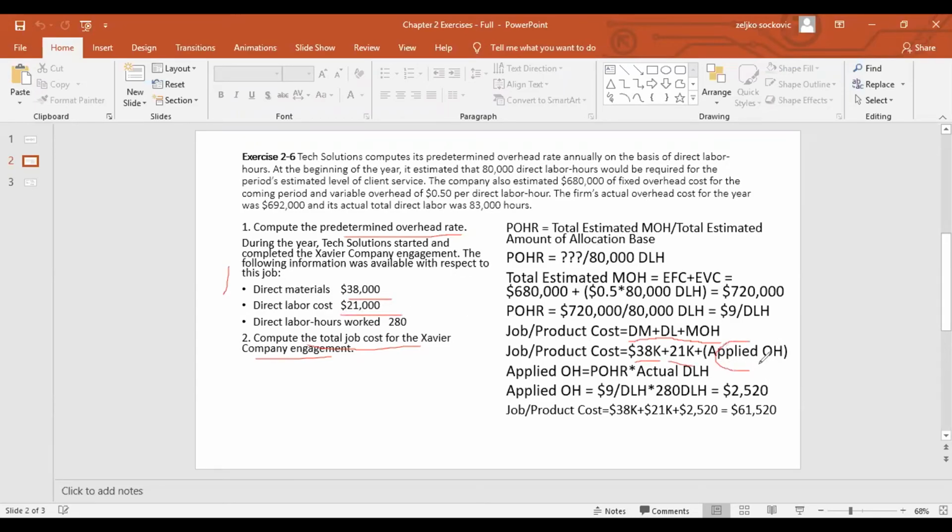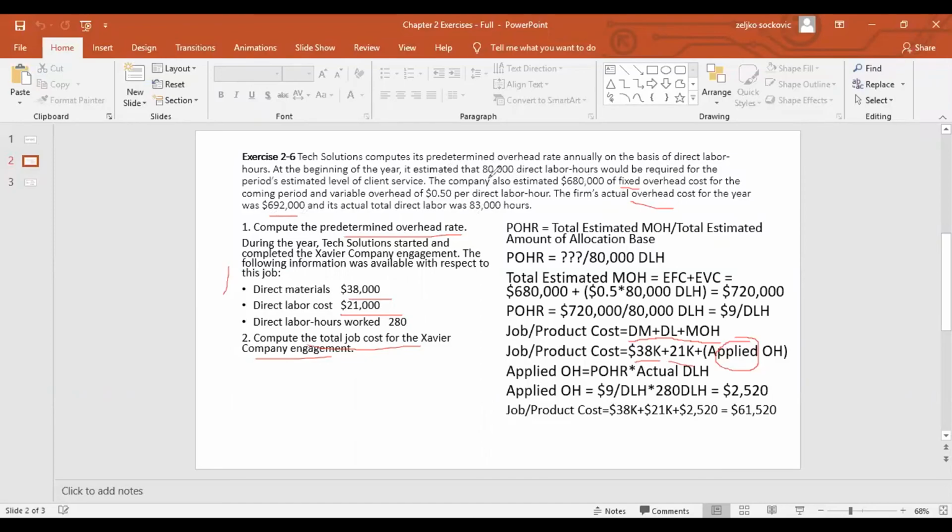Now we need applied overhead, right? To get applied overhead, what do we need? We said we need 4 steps. The first step is to find total estimated overhead. Do we find it anywhere? It says the company estimated 600 of fixed overhead cost. Actual overhead cost is 692. So that's not the answer. It looks like we have to combine things to get to total estimated overhead.